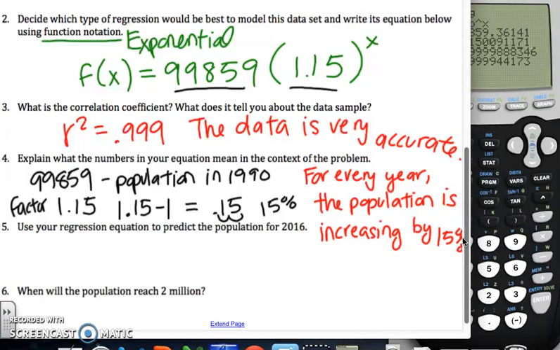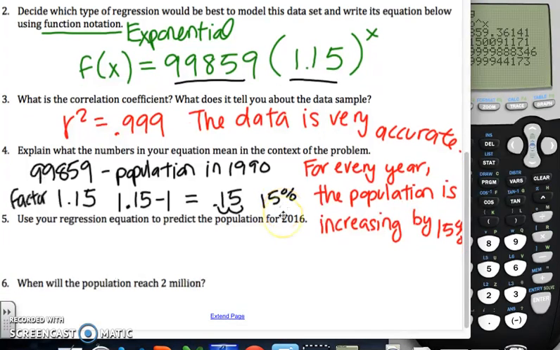Okay. So when you talk about this growth factor, you have to find the rate first. And then again, you make it a percent. And then that's the percent that it's increasing or decreasing by. Okay.